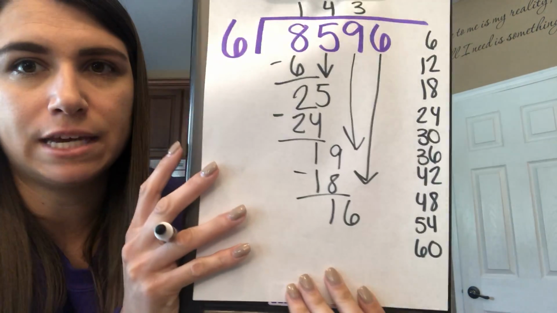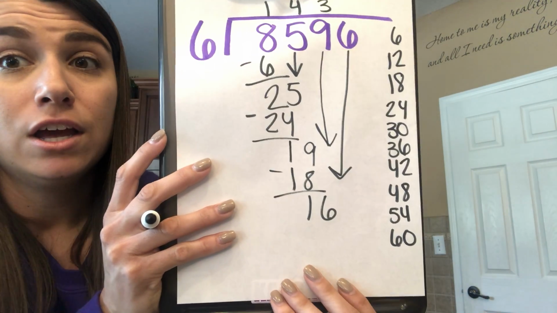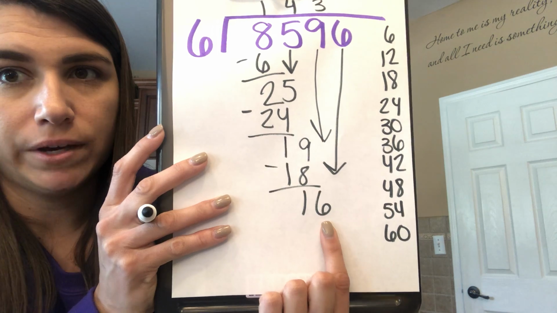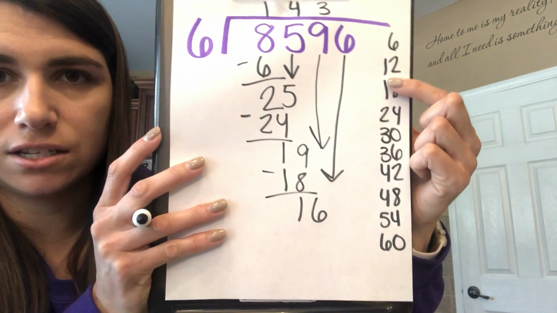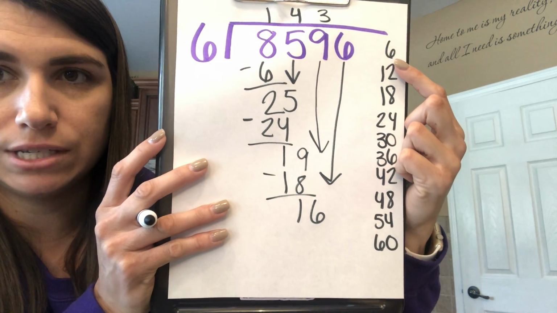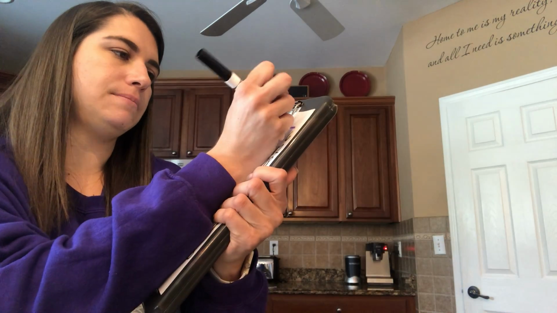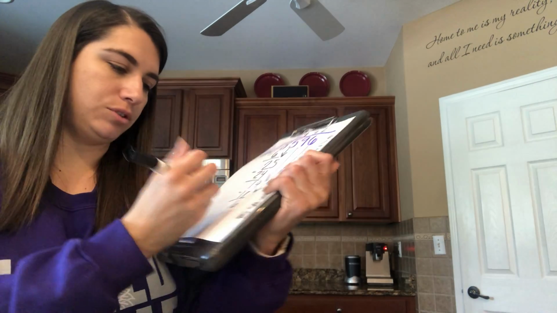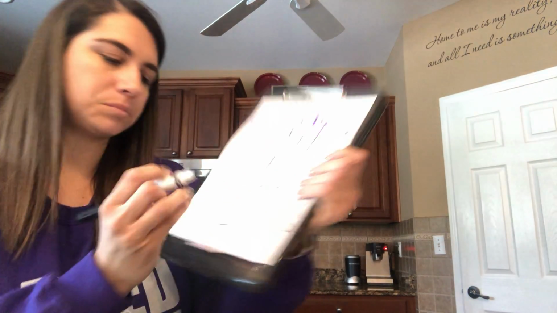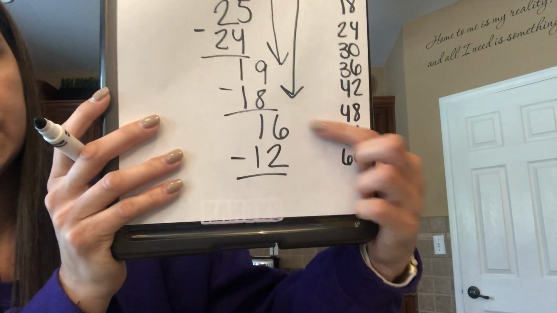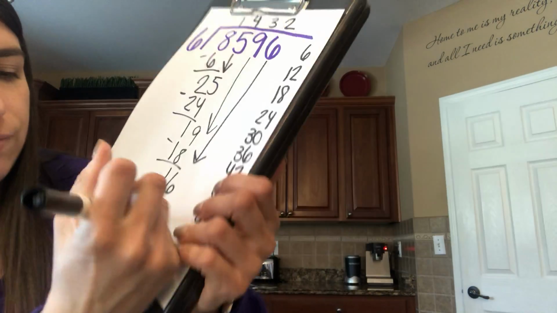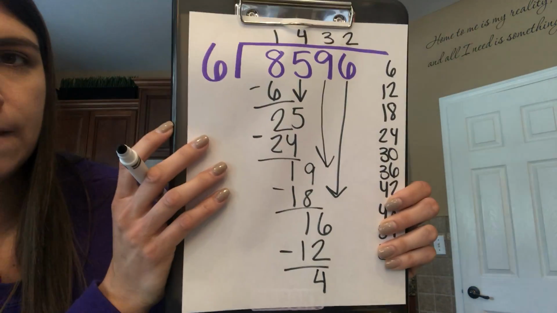So I need to think about what times 6 is going to get me closest to 16 without going over. So now I can't use 18 because that's gone over. So I'm going to use the 12, which is times 2. So the 2 is going to go on the top. 6 times 2 is 12. And then I needed to subtract 16 minus 12, which is 4. All right, you should have gotten 1,432 remainder 4 as your answer.